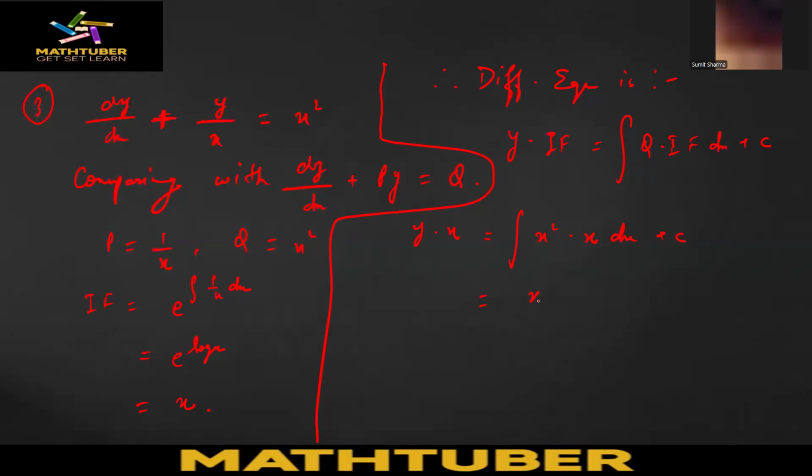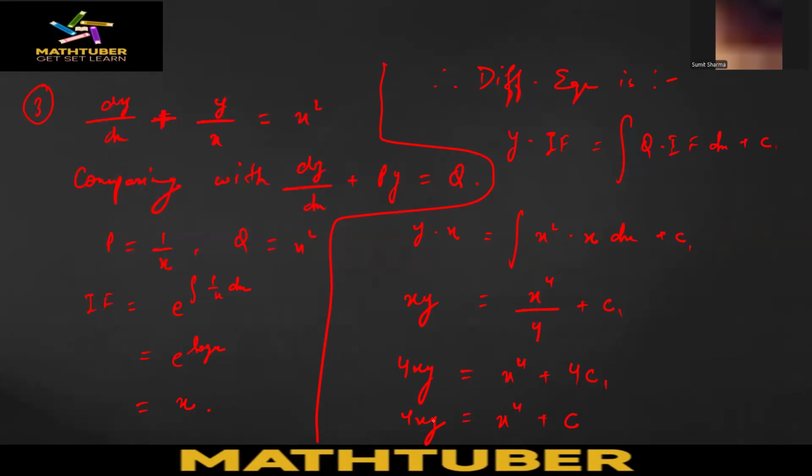It is x cube. So the integration of x cube is x raised to power 4 upon 4. And if we multiply this whole by 4, it is 4xy equal to x raised to power 4 plus 4c. You can take it as c1 here so that we can write it as capital C, right? So 4xy equal to x raised to power 4 plus c. This will be the answer.